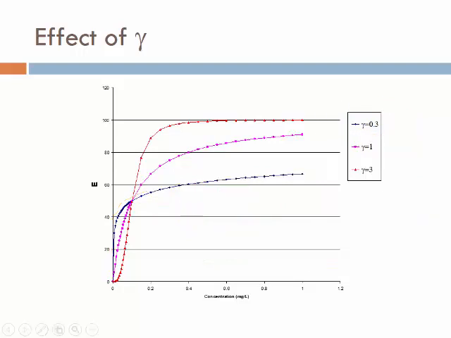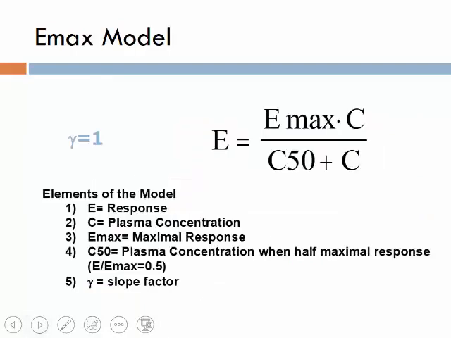Okay, so that's the sigmoid Emax model. Next we're going to talk about the Emax model, where we don't have to worry about changes in gamma. The gamma will be 1. So we'll move on in the next video.